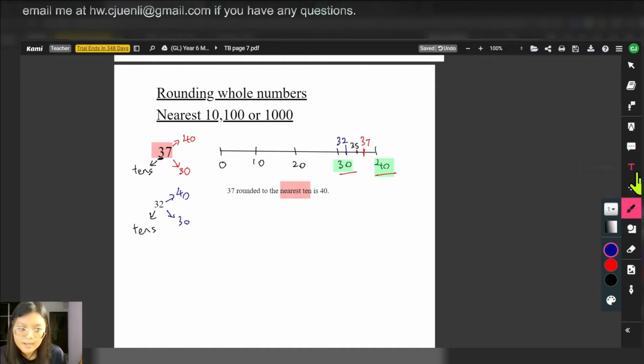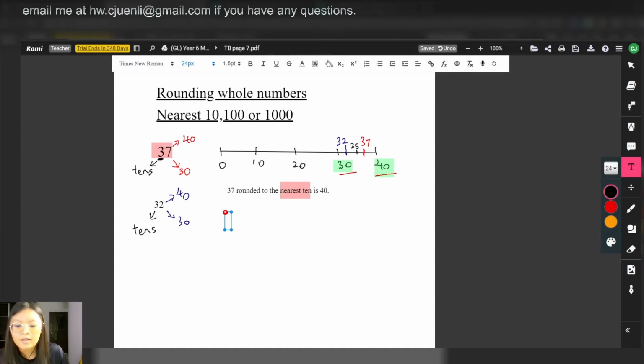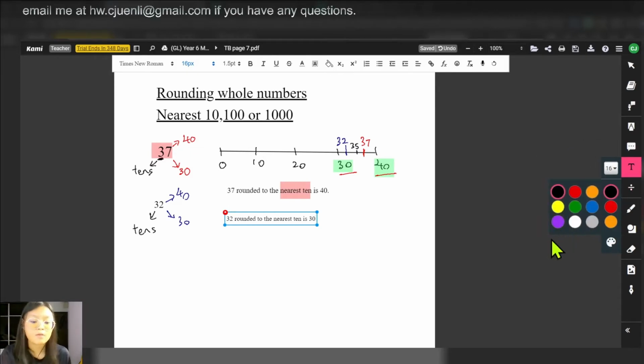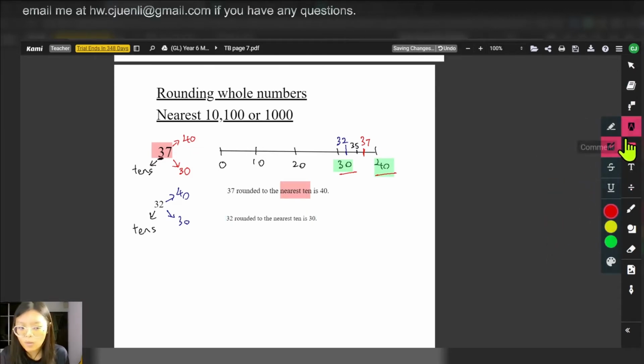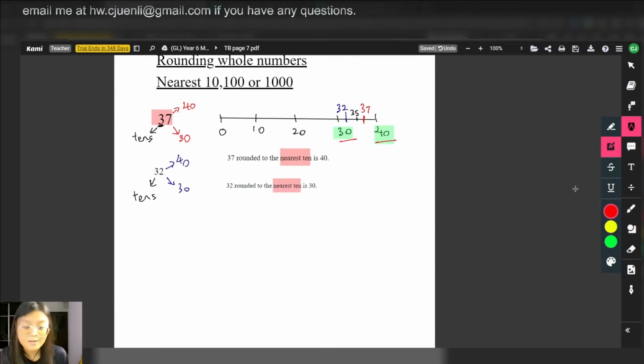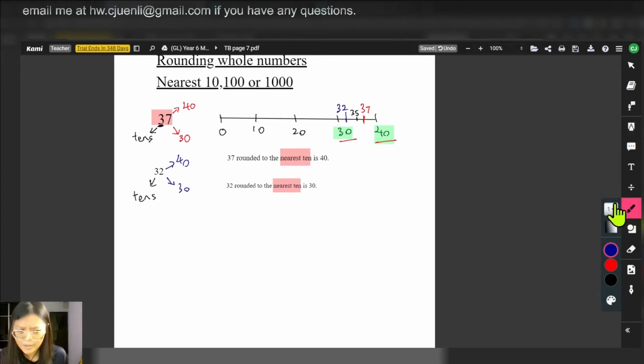So in this case, you can actually say that 32, make it just slightly smaller. 32 rounded to the nearest 10 is 30 because it's much closer to 30 rather than 40. So when you are confused, just draw a number line. No one's gonna judge you, right? As long as you get the correct answer, no one would bother that much.